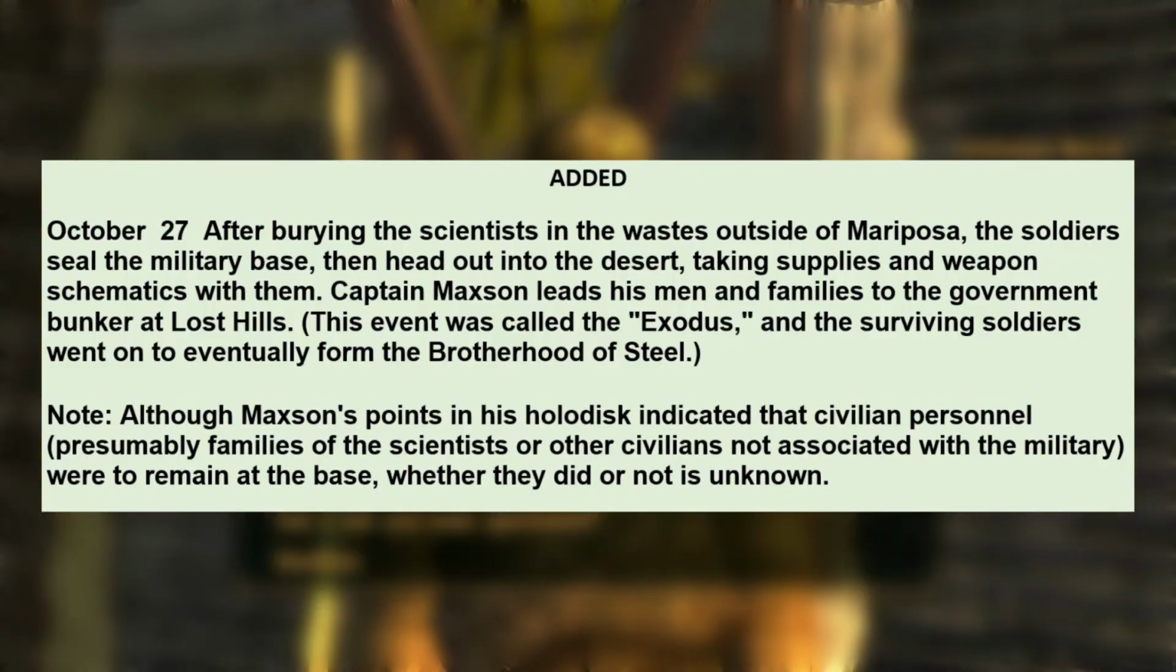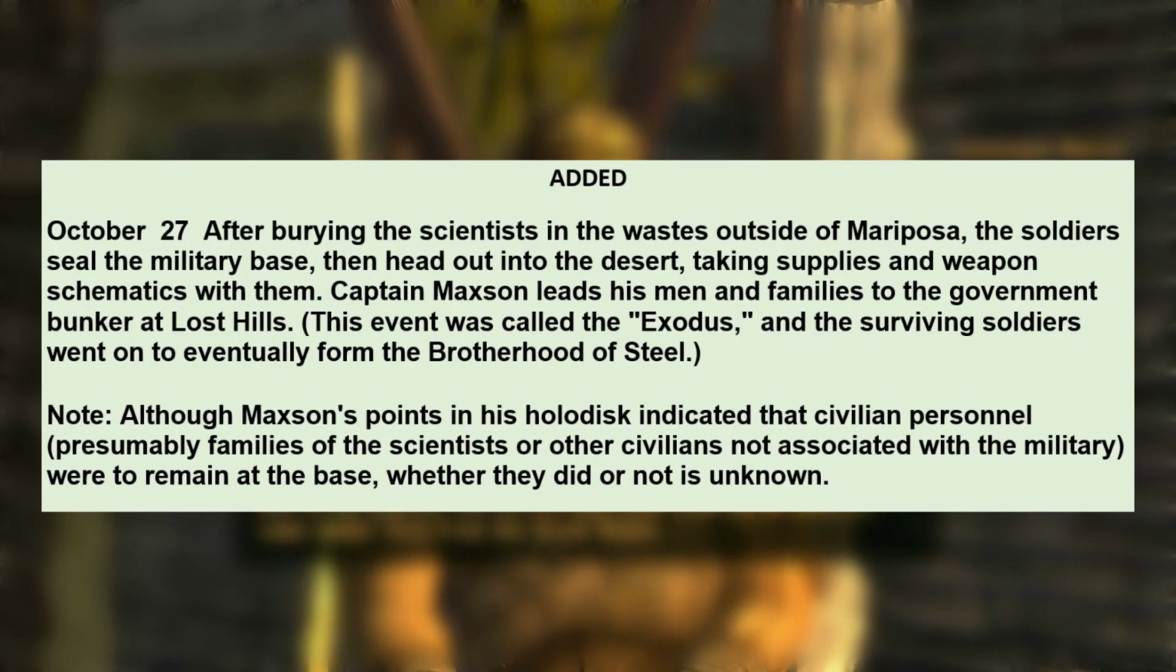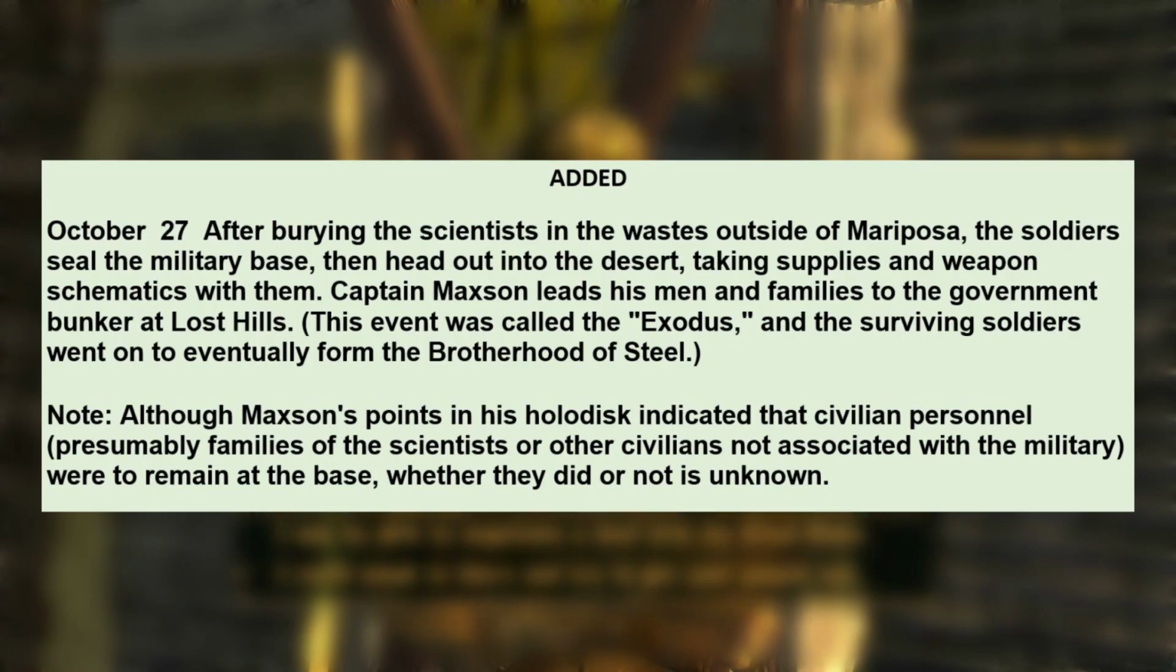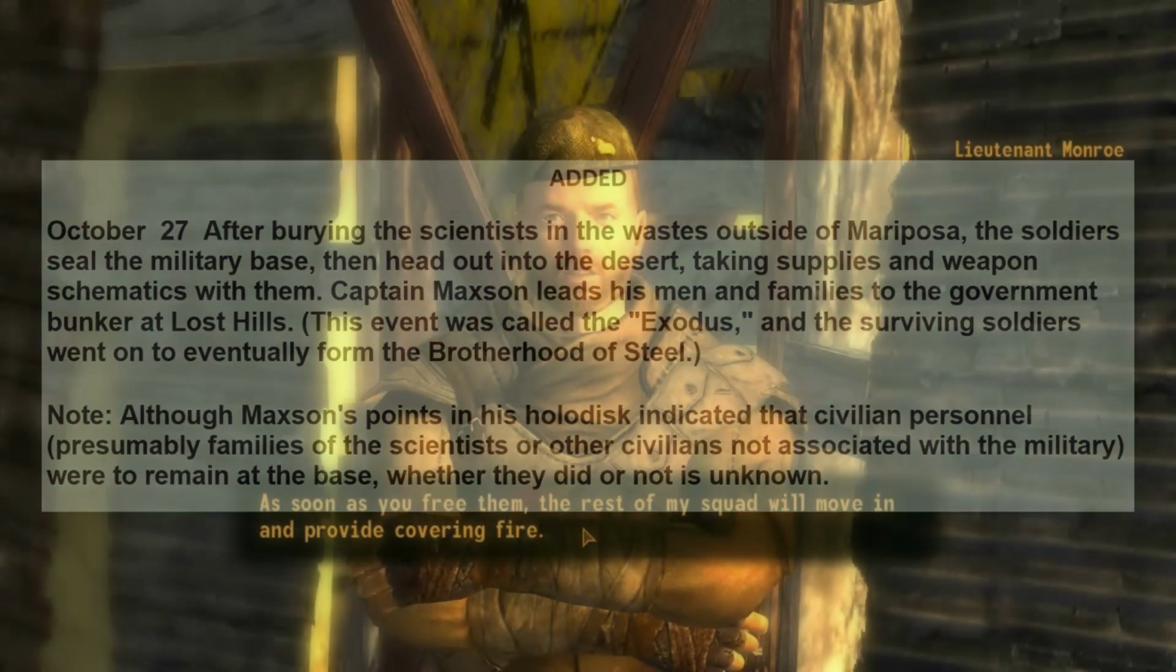Captain Maxon leads his men and families to the government bunker at Lost Hills. This event was called the Exodus, and the surviving soldiers went on to eventually form the Brotherhood of Steel. Note, although Maxon's points in his holodisk indicate that civilian personnel, presumably families of the scientists or other civilians not associated with the military, were to remain at the base, whether they did or not is unknown.